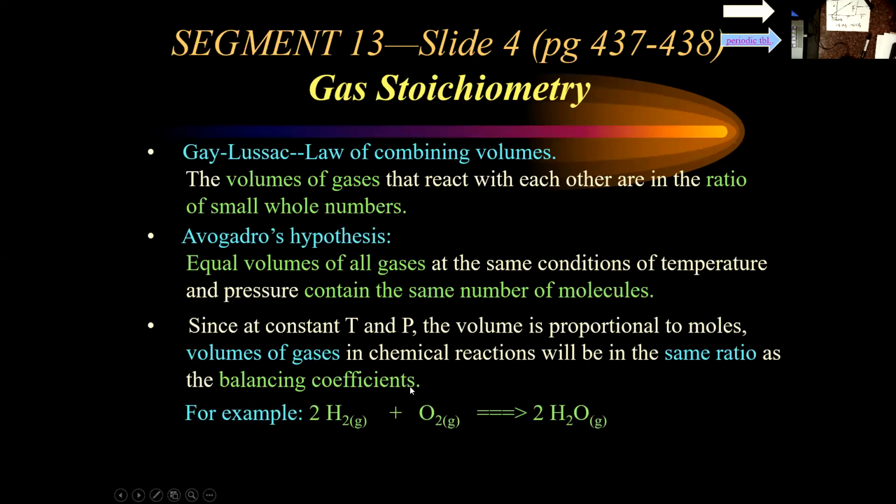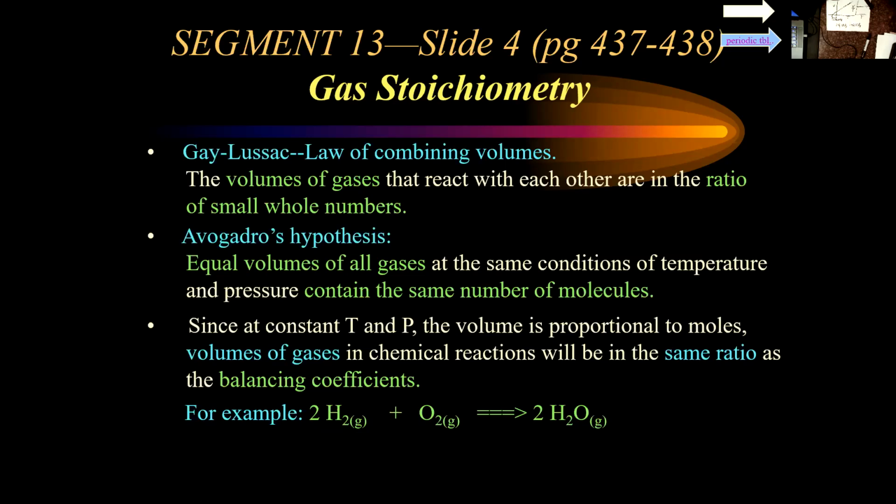Here's one with hydrogen and oxygen to make gaseous water now. Water is liquid at room temperature, but if we do it in the gases, say certainly over 100 degrees Celsius, H2O would be a gas. So you'd need 2 liters of hydrogen and 1 liter of oxygen. It would make 2 liters of water vapor.